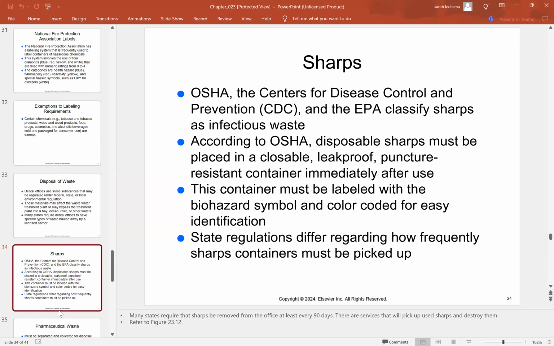OSHA, the Centers for Disease Control and Prevention, and the EPA classify sharps as infectious waste. According to OSHA, disposable sharps must be placed in a closable, leak-proof, puncture-resistant container immediately after use. This container must be labeled with the biohazard symbol and color-coded for easy identification. State regulations differ regarding how frequently sharps containers must be picked up.